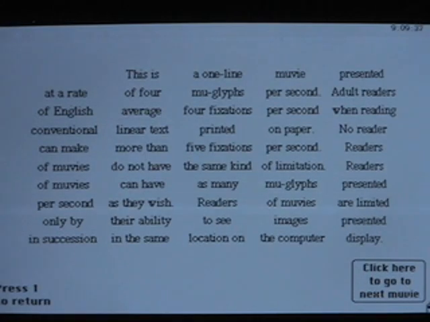This is a static display that shows all the meaning units that were presented in the first movie.